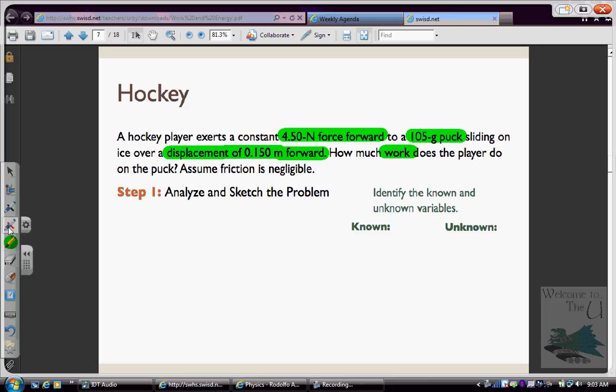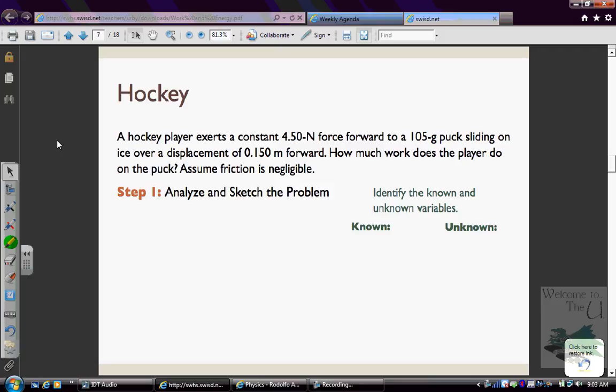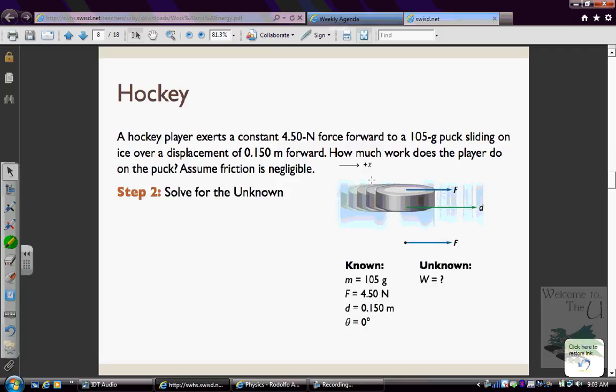The first thing that we have for our given is the force, so this 4.50 newtons. We have a mass right here, but it's in grams, which is important. We want to convert that into kilograms. And then we have the displacement over here, the 0.150 meters. So we actually have the knowns and the unknowns here already done. Let's go ahead and do that. This is a sketch of the problem.